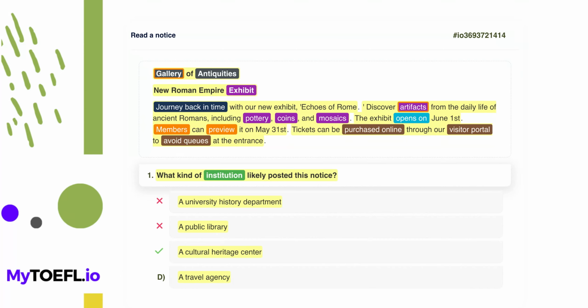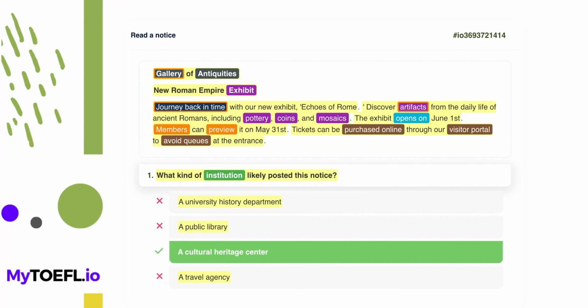Now let's take a closer look at option D, a travel agency. Option D suggests a travel agency. This might be a trap because the text uses the phrase journey back in time. However, as we discussed, journey back in time is a metaphor for learning about history, not a real physical trip sold by an agency. Therefore, this is incorrect. The correct answer is C because the key expressions in the text directly match this option, while the other choices either provide incomplete information or clearly contradict the passage.